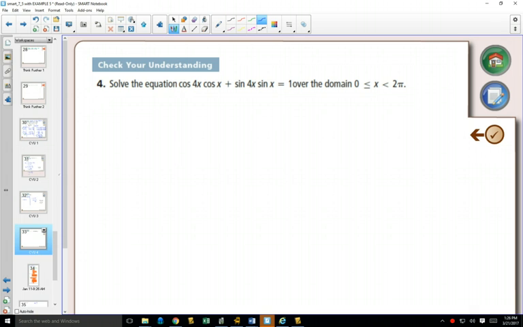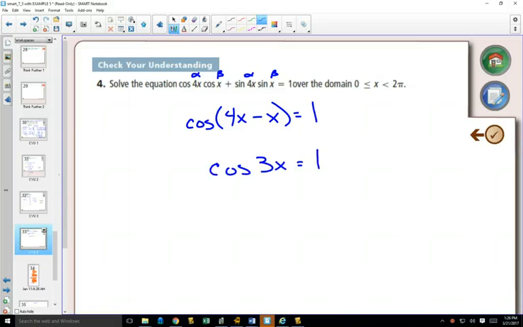Is it a sine one or a cos one? Sine alpha or cos alpha plus beta? It is a cos one. Is it an adding or subtracting one? Subtracting one. So this is my alpha, this is my beta, and it's going to equal cos(alpha minus beta) equals 1. And if I simplify that, this becomes cos 3x equals 1. So the first thing this question triggered was that there's an alpha plus beta. So we solve that alpha plus beta, and now we have to solve cos 3x equals 1.